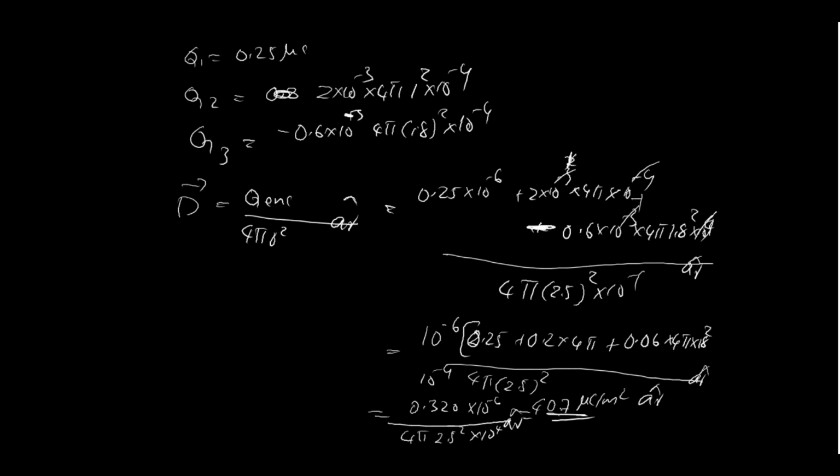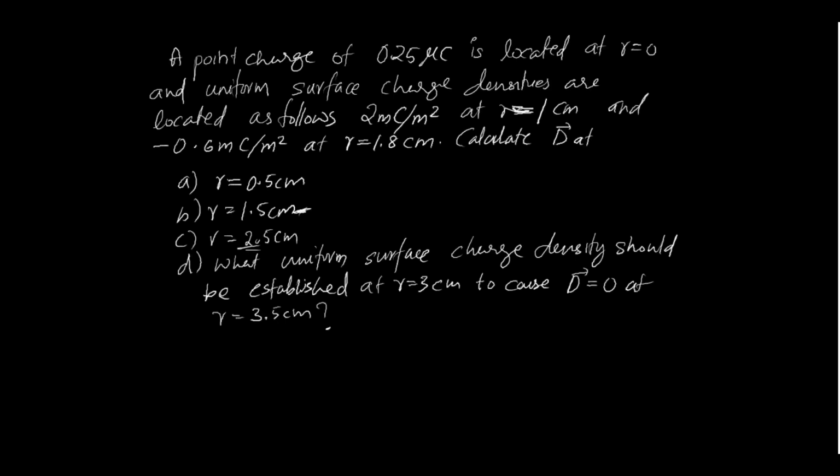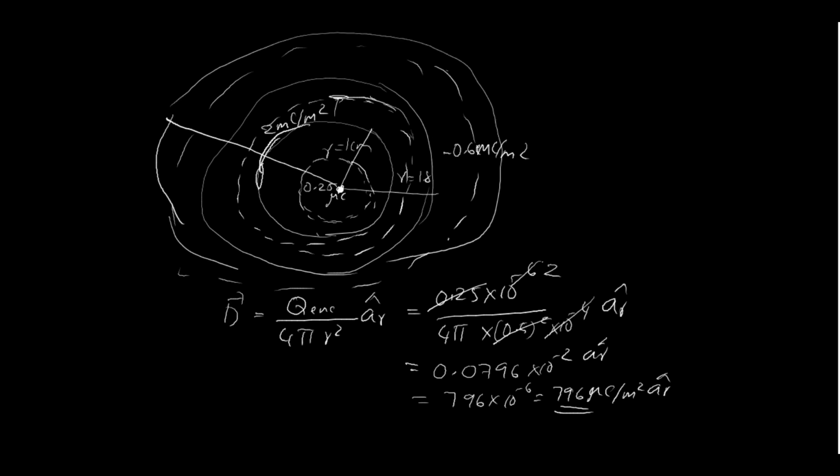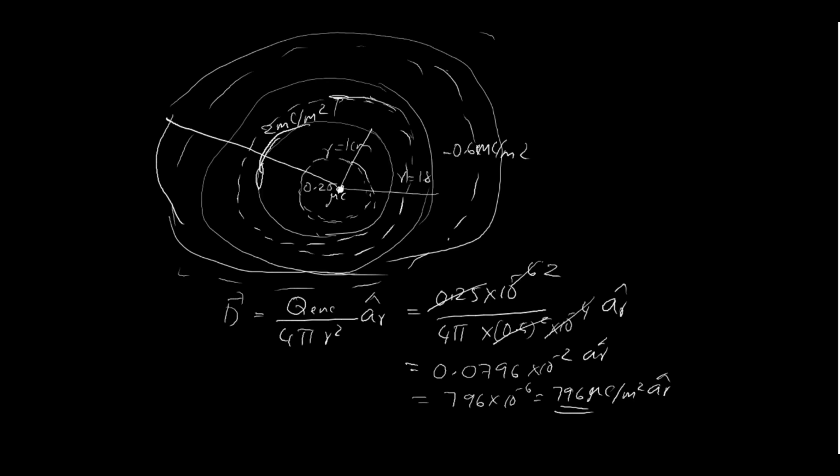And the last case is we have to find what uniform surface charge density should be established at r equal to 3 centimeter to cause D equal to 0 at r equal to 3.5 centimeter. So in the diagram we have to set up an r equal to 3 centimeter sphere, and we are evaluating at r equal to 3.5 centimeter.